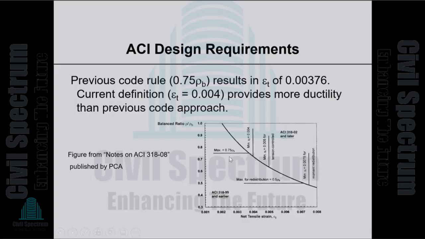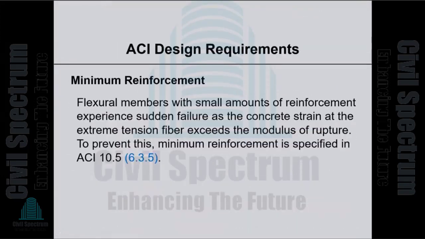Maximum, before unified design, maximum reinforcement ratio used to be 75% of rho balanced. And back in those days, we could not take any moment redistribution if the tension reinforcement exceeded half of rho balanced. Okay, so I think this is a very nice figure to correlate past practice with what we are doing now.